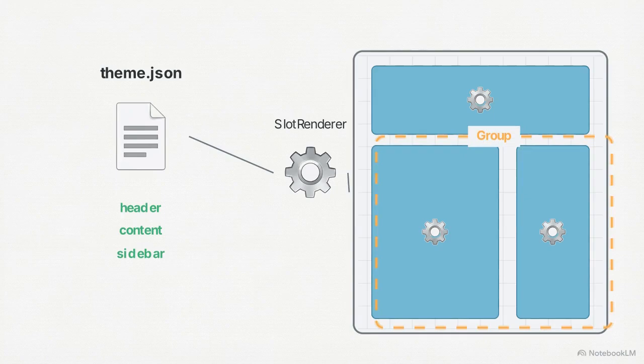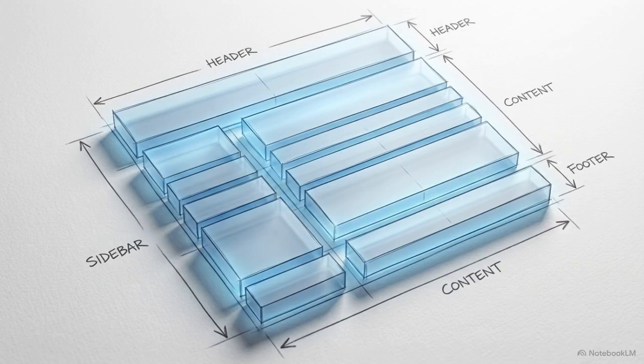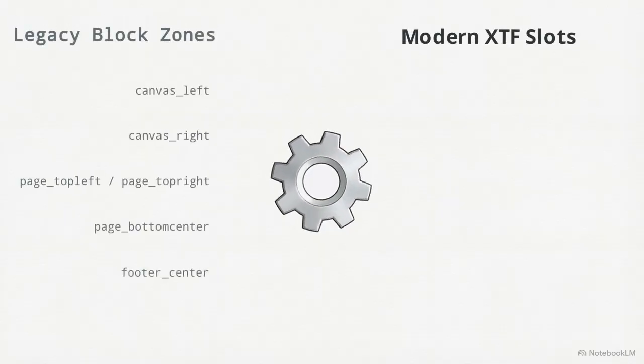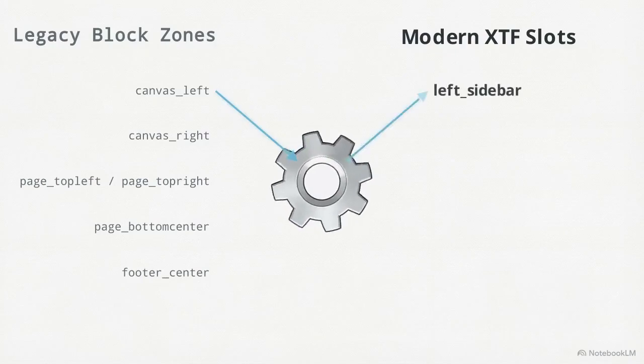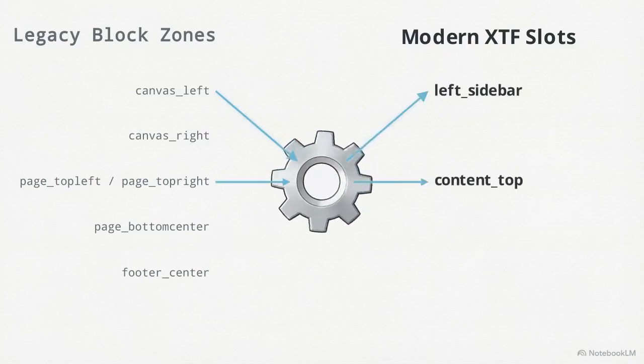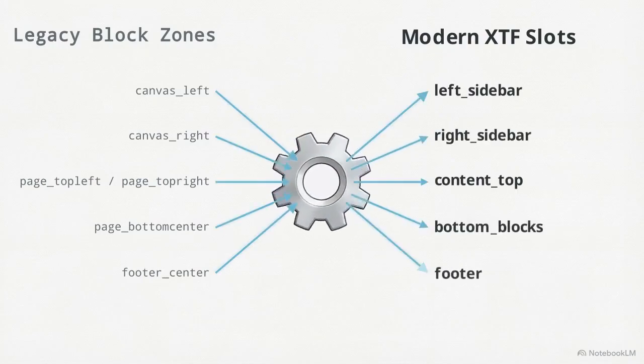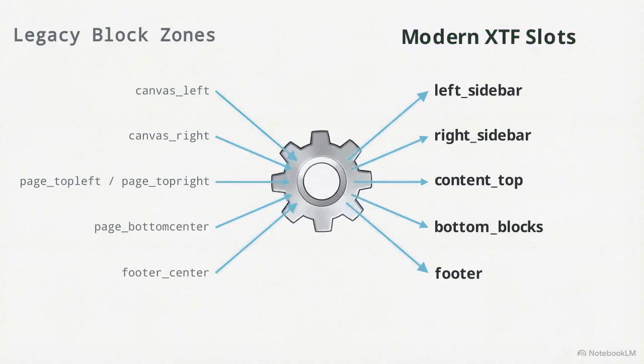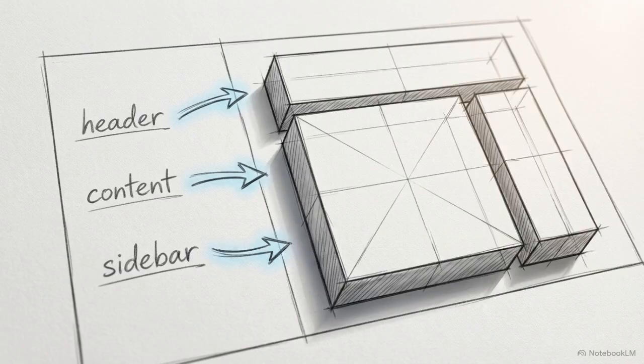These slots can be bundled together into groups. This allows developers to compose complex, multi-column layouts by wrapping regions in specific HTML containers, all without writing any structural PHP. To maintain backward compatibility, legacy XOOPS block zones, like canvas left or page top right, are mapped automatically to these modern slot names. Page composition is no longer a brittle coding exercise. It is a predictable configuration task.